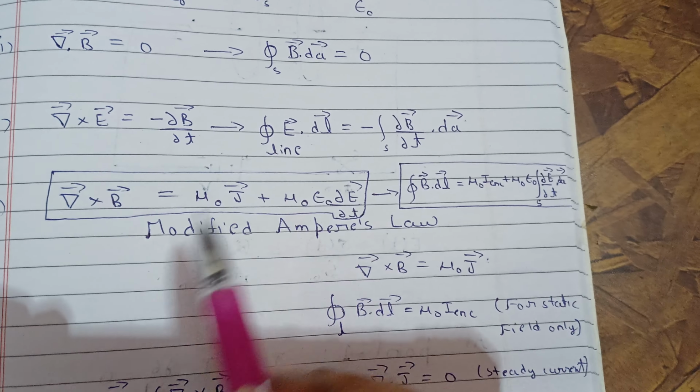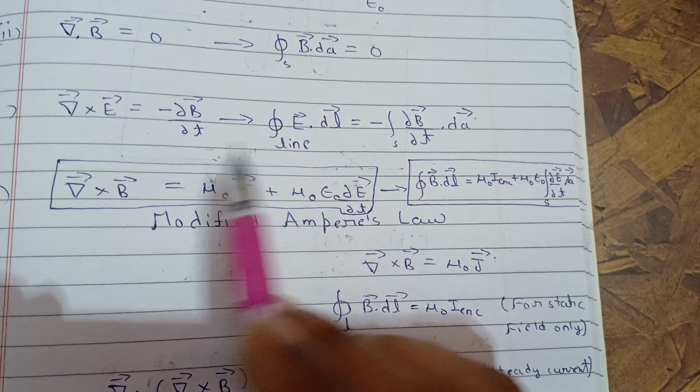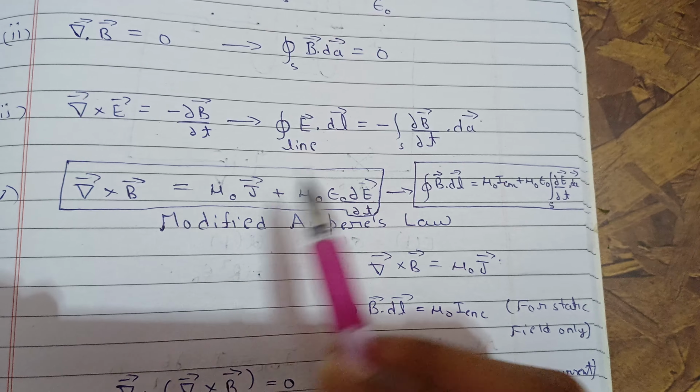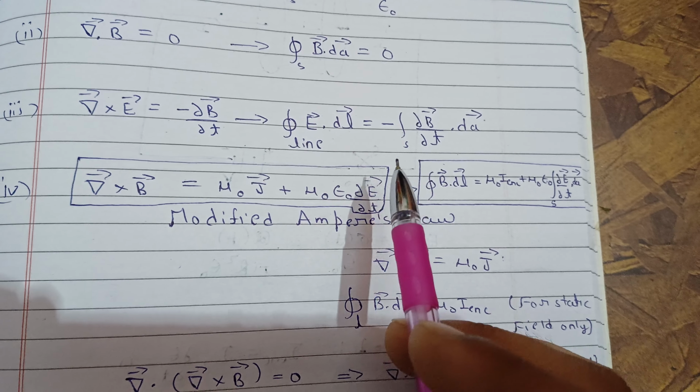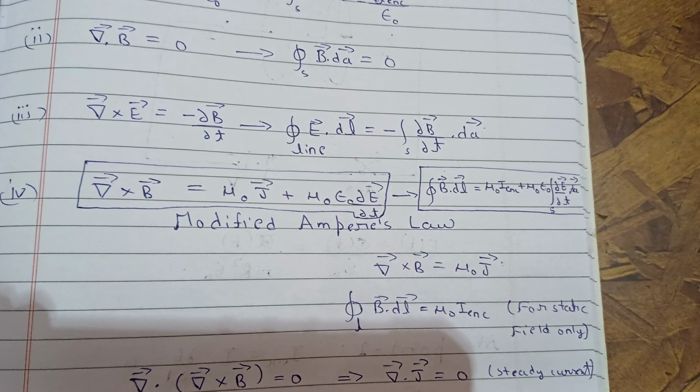So the new equation will be del cross B equal to mu naught J plus mu naught epsilon naught del E by del t. This is the modified Ampere's law, and this is the correct definition. It will be valid in all cases. If the field is not varying with time, this term will be 0 and will give you again Ampere's law.